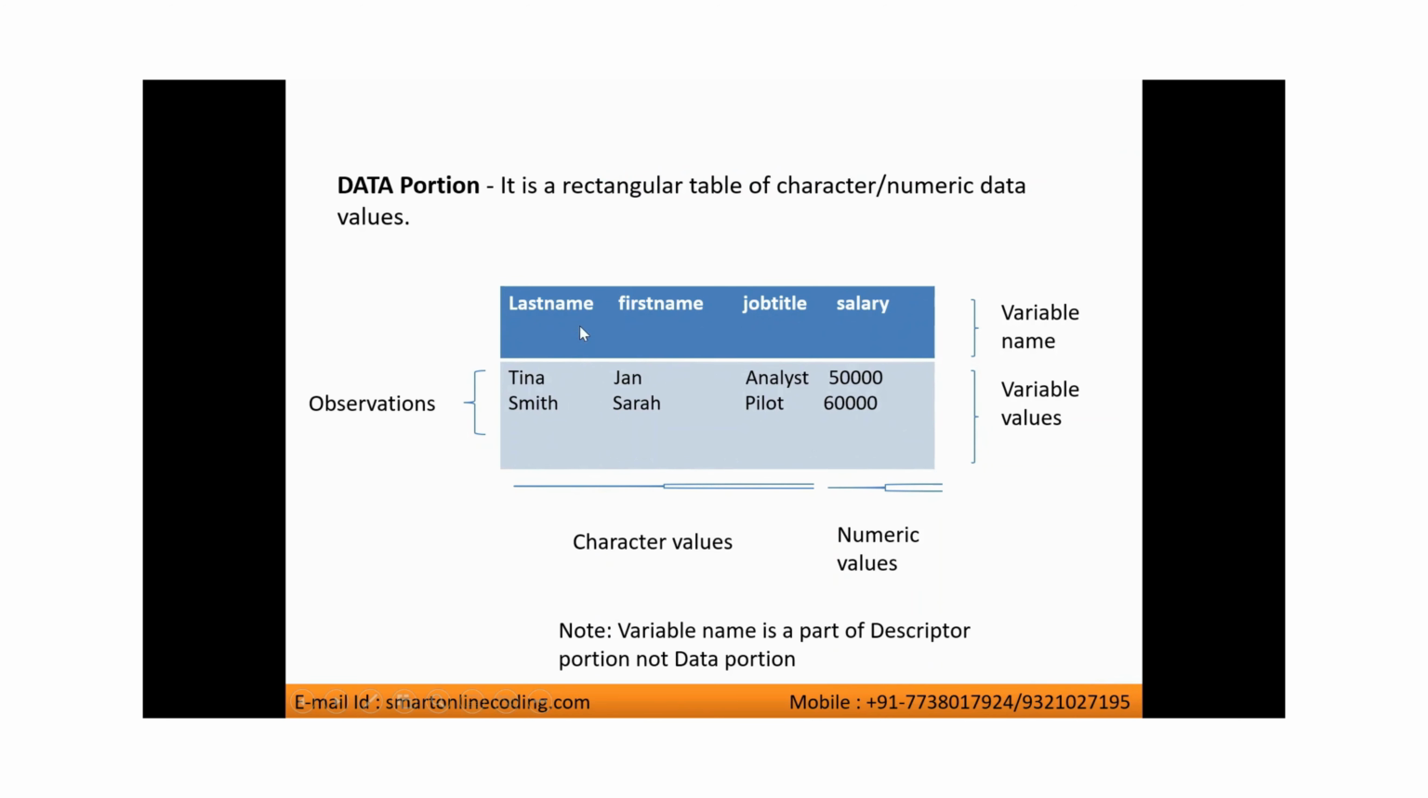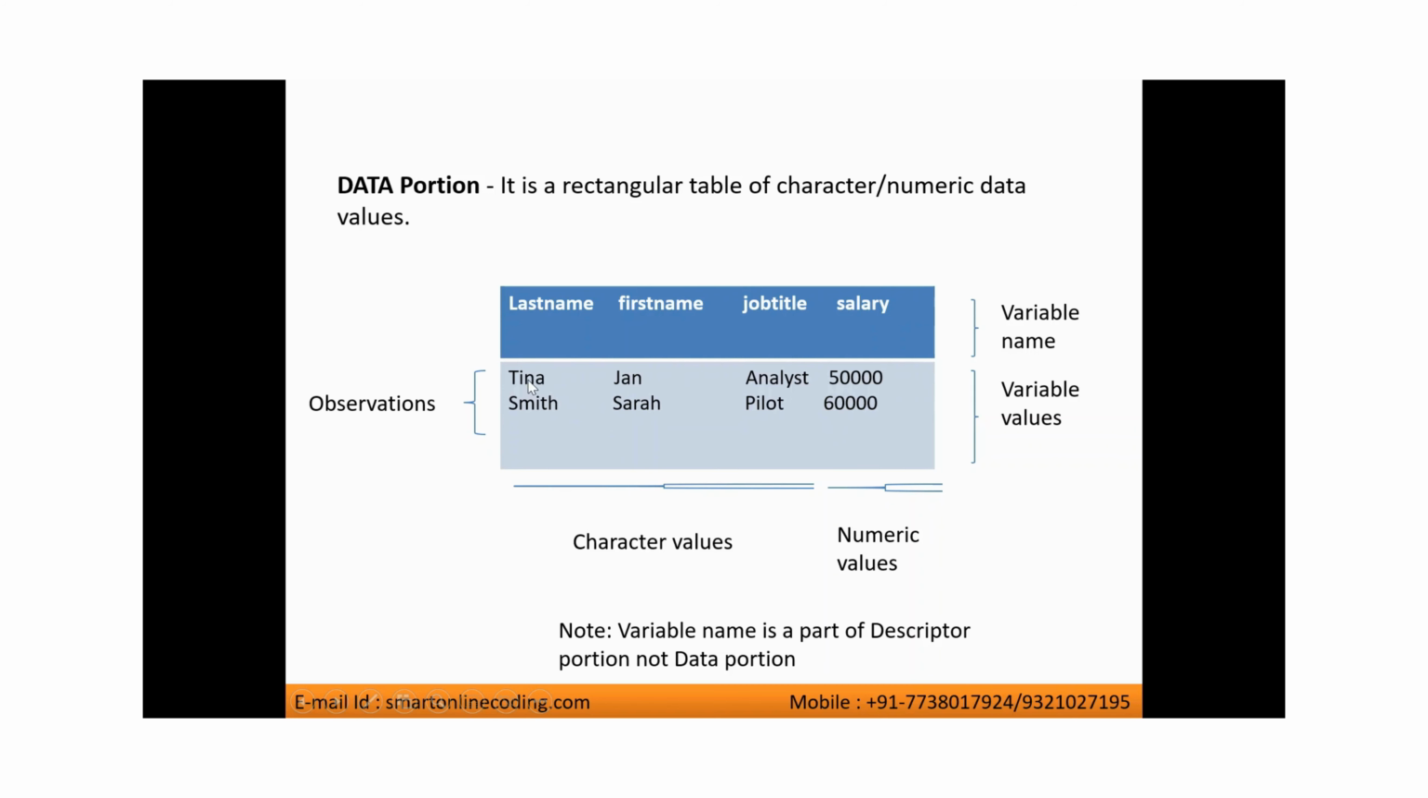Suppose I have shown you a table here. What does this table contain? The very first column is the last name, the second is the first name, after that is the job title, and further is the salary. Now these headers are nothing but the variable names which I mentioned. These are the vertical ones.